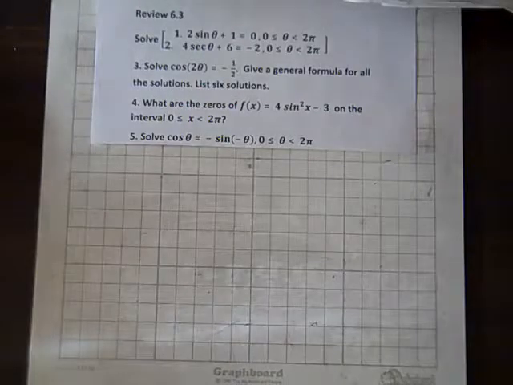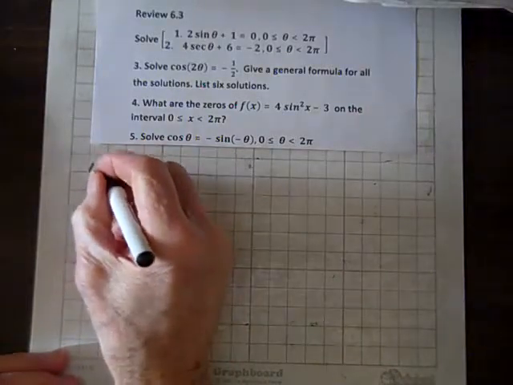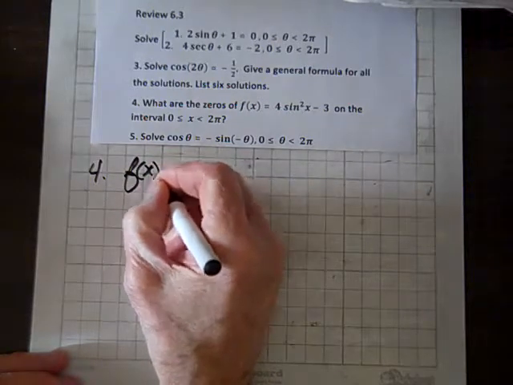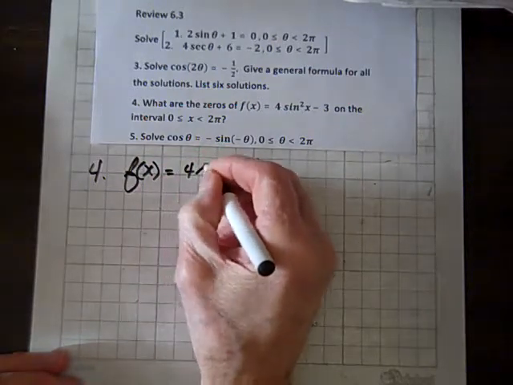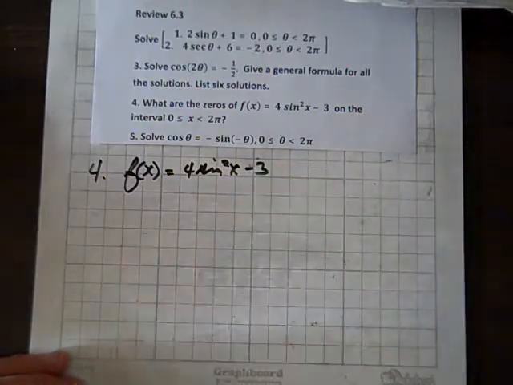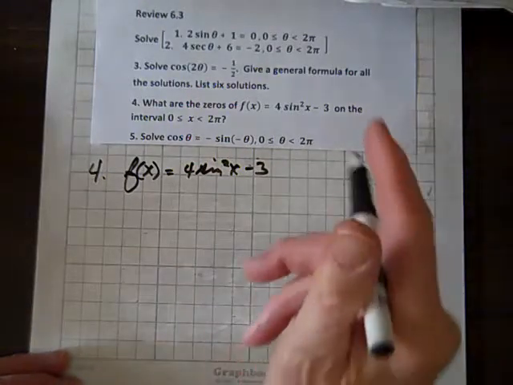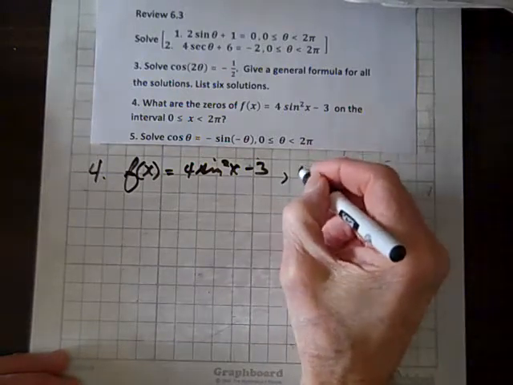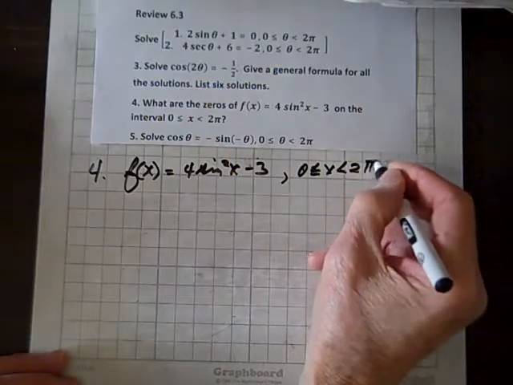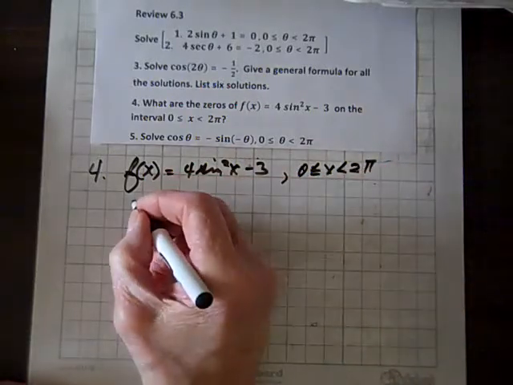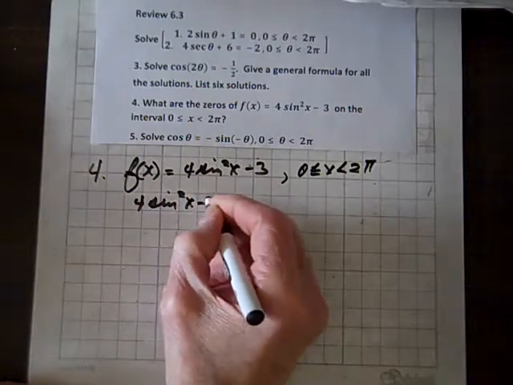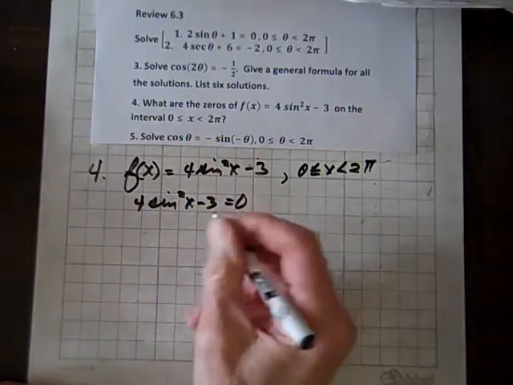Now for number 4. What are the zeros of f of x equals 4 sine squared x minus 3 on the interval 0 is less than or equal to x, which is less than 2 pi? Well, we're going to set 4 sine squared x minus 3 equal to 0 and solve.